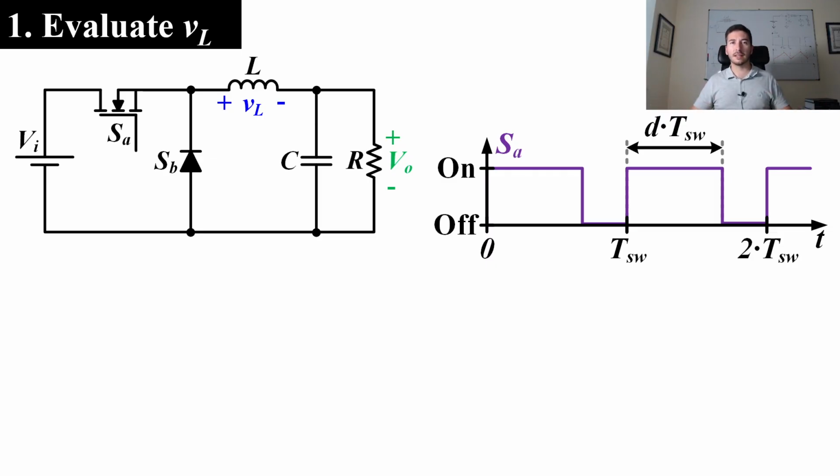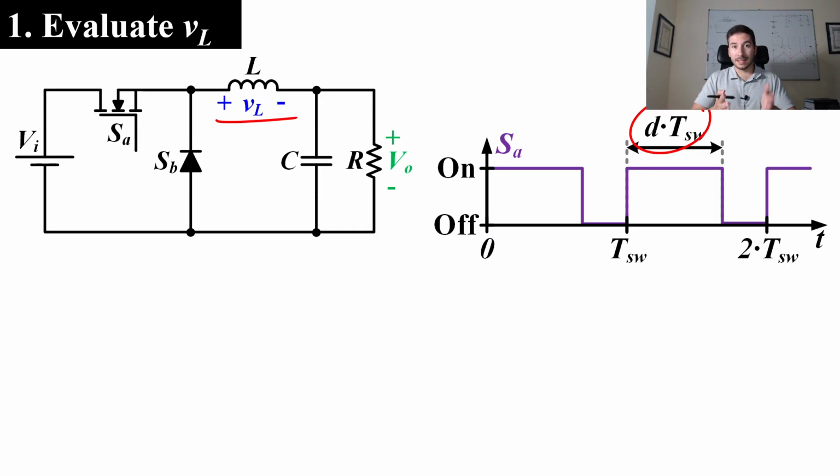So let's apply this method to the buck. Here we can see the topology on the left side and the control signal of switch A on the right side. As you can see, the control signal is a periodic signal, the period is the switching period, T switch, and we keep the switch on during D times T switch. Remember that D is the duty cycle. So the target is to evaluate the voltage across the inductor over a switching period. This is the first step of the method.